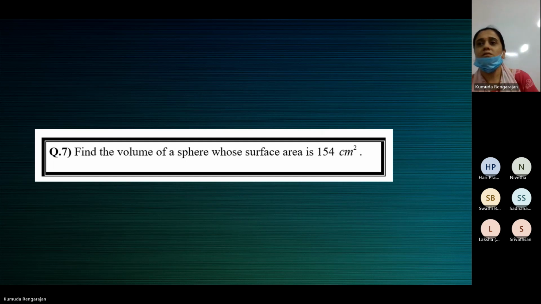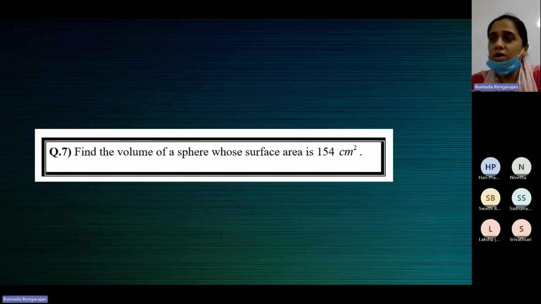So for Tuesday's class, you have to come prepared with the volumes and surface areas of this chapter fully. Learn the formulas. That's very important. On Tuesday, we'll take a revision of this full chapter. So please come prepared with the formulas. Only then will the class be interesting for you.